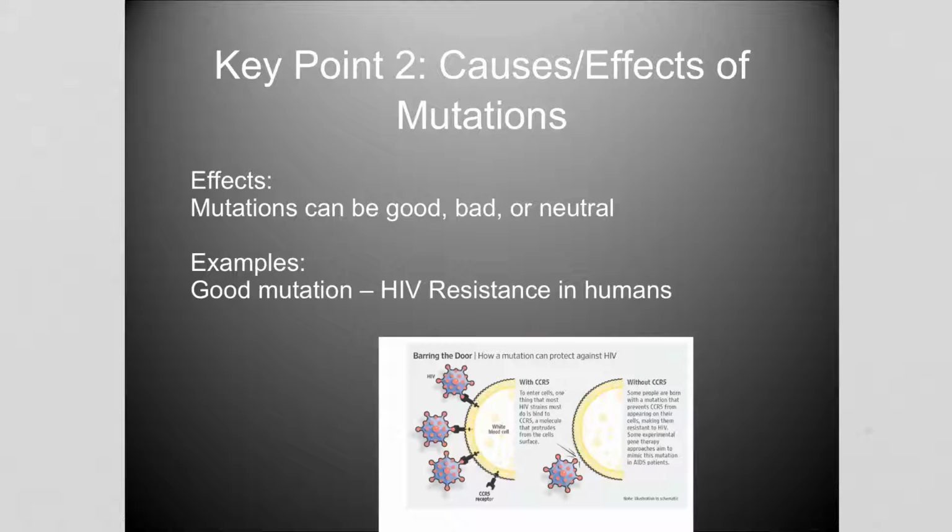There's actually a group of people, so the HIV virus you can see here attaches to these proteins on the outside of your cell. Well, there's a few people in the world who actually have a mutation in their DNA that causes them not to make this protein on the outside of their cells. Because they don't have it, the HIV virus cannot actually attach to their cells. So they are immune to the HIV virus. So there's actually people who can't get AIDS.